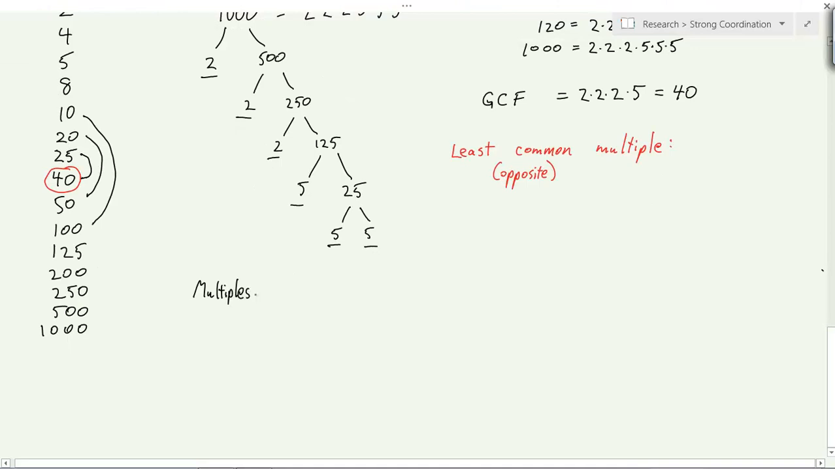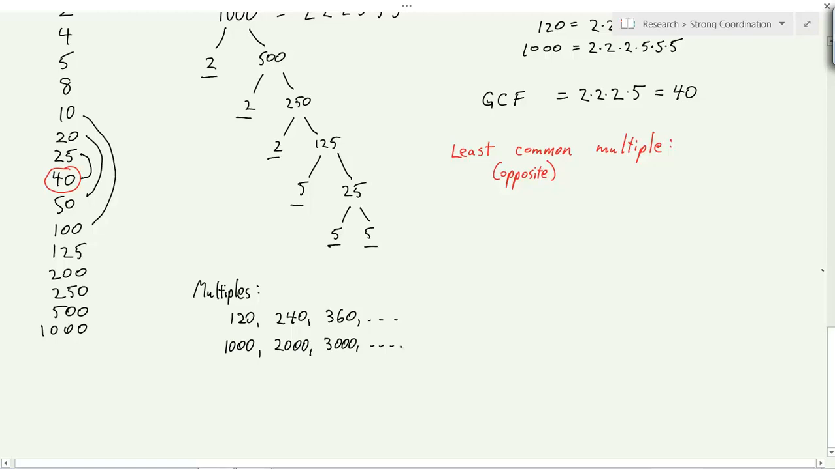Now, there's another important quantity that is kind of the opposite. Multiples of 120 are all the numbers you get by counting by 120: 120, 240, 360. So these are all 120 times some number. Just keep counting by it. The multiples of 1,000 are easy. Just 2,000, 3,000, 4,000, 5,000, and so on. So these are the multiples.